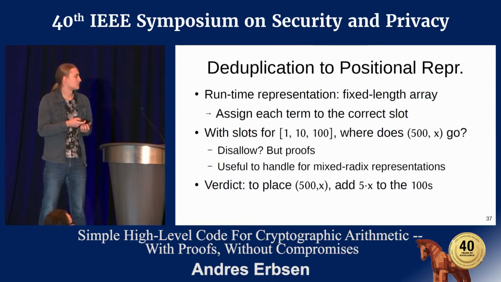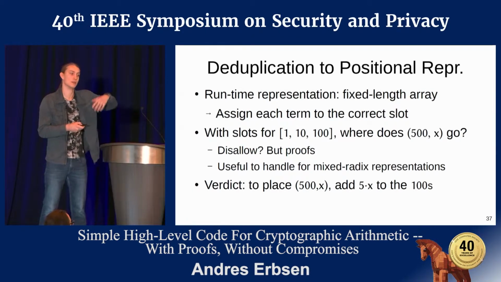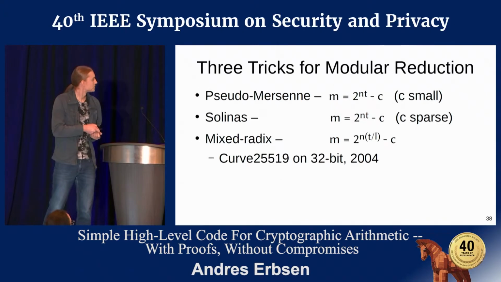Simply to place the value x at weight 500, you multiply x by 5, and stick it in the hundreds pile. The proof is very simple, and furthermore, it actually adds more power to our library, as other algorithms don't need to pay attention to what weights they generate in their output.